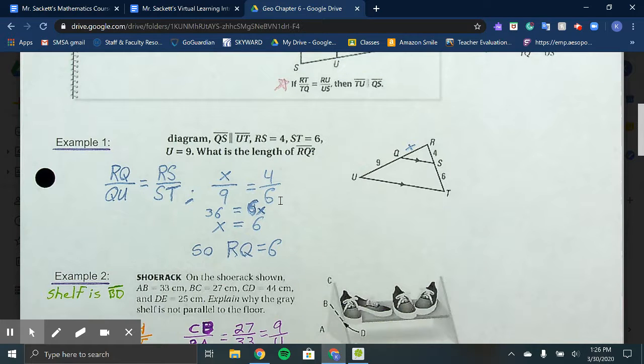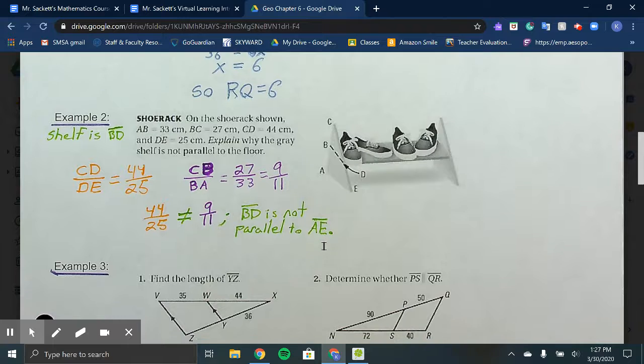Remember, for a proportion, you want to cross multiply, then divide. So 4 times 9 is 36, and 6 times x is 6x. Divide both sides by 6, and we know segment RQ is 6.